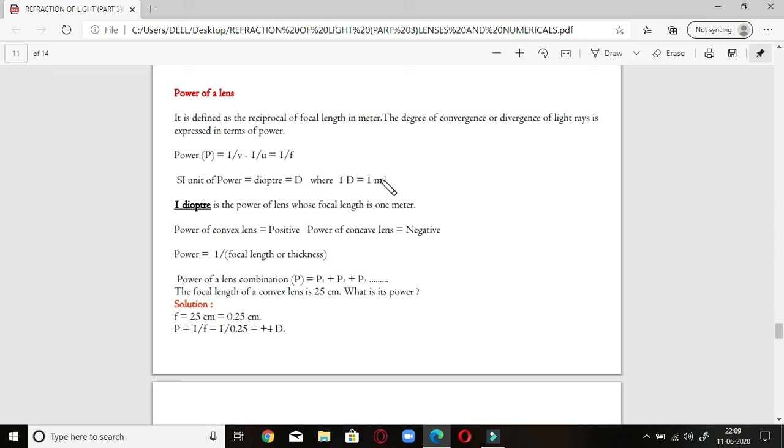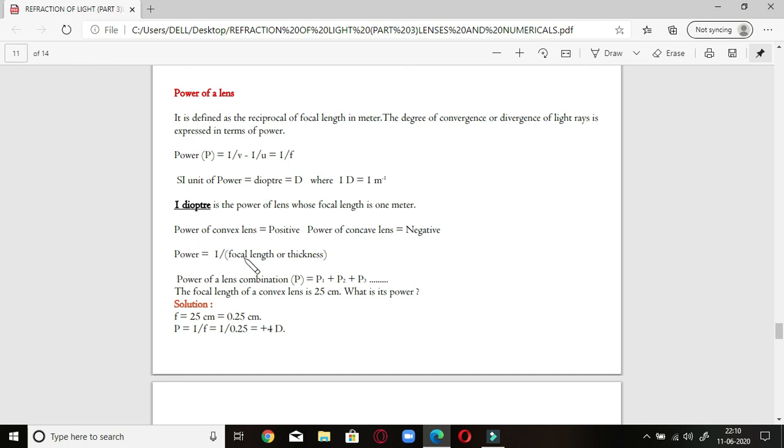So D, the diopter, is the unit of it, right? Power of a lens for the convex lens is always positive, because the focal length is positive. If the focal length is positive, of course power will be positive, but it should be in meter. And power of the concave lens is negative, right? So if you say you have a number minus 4D on your spectacle, this means you are wearing concave lenses, since they have a negative focal length.